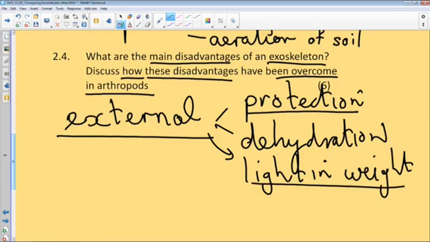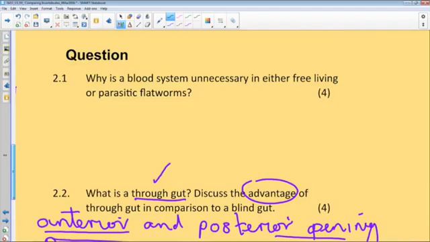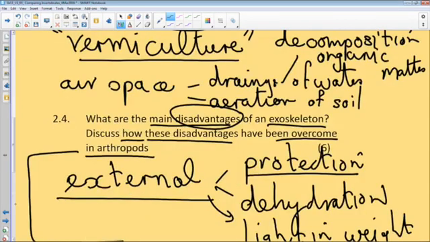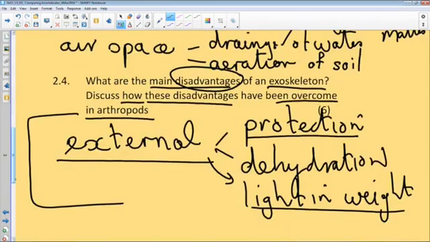The second part of the question is to discuss how these disadvantages have been overcome. We've looked at the advantages, which I just discussed. It's also important for us to analyze this question, which has the part where we're looking at the disadvantages. So what do we mean by the disadvantages? What are the negatives of having an exoskeleton?